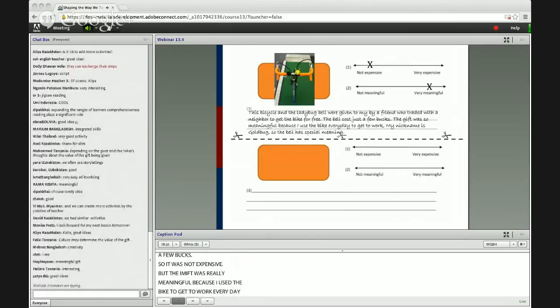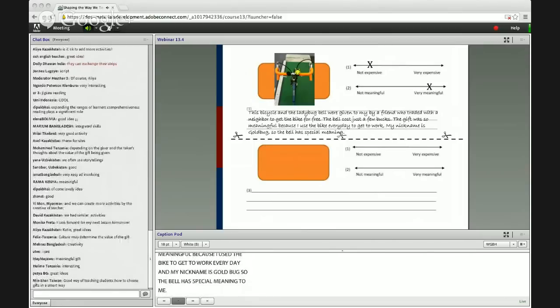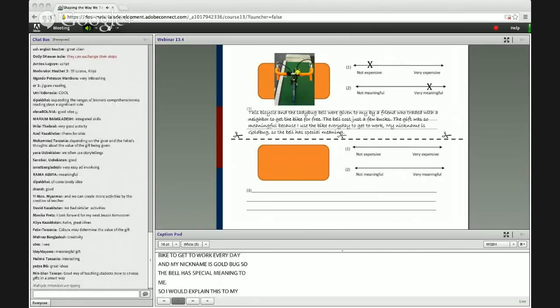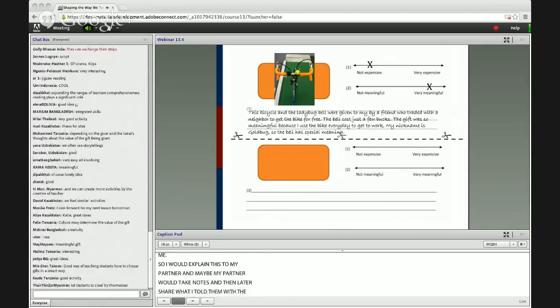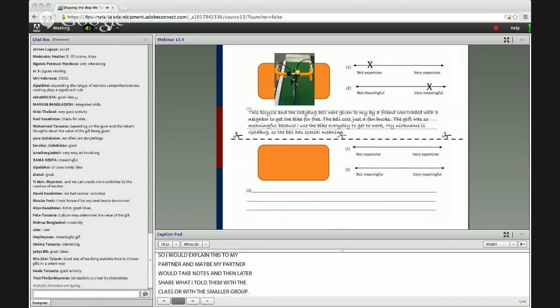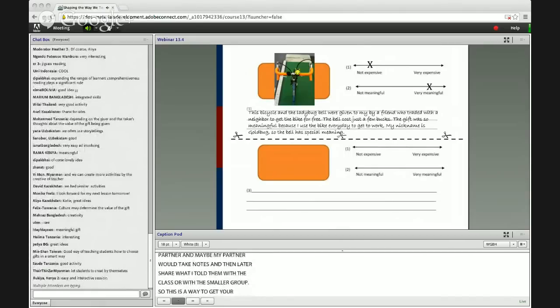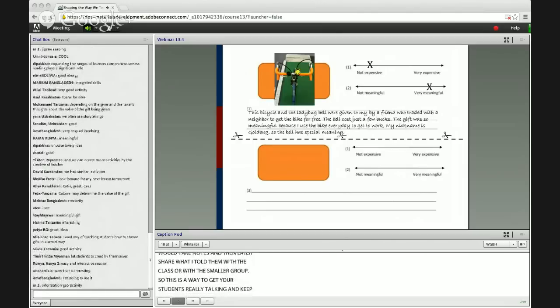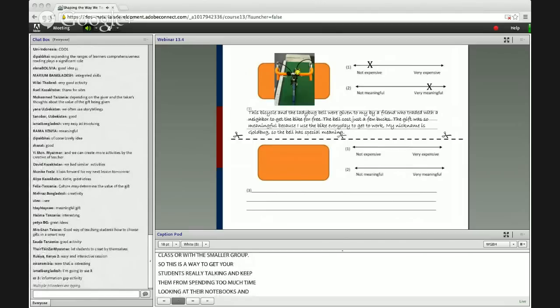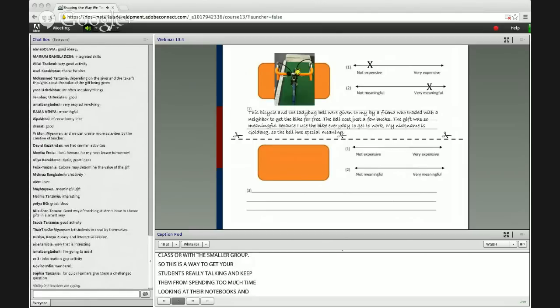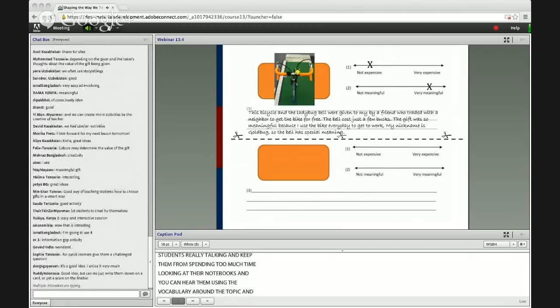So I would explain this to my partner, and maybe my partner would take notes and then later share what I told them with the class or with a smaller group. So this is a way to get your students really talking and keep them from spending too much time looking at their notebooks. And you can hear them using the vocabulary around the topic and give them a little bit more feedback. So that was really fun, I think.